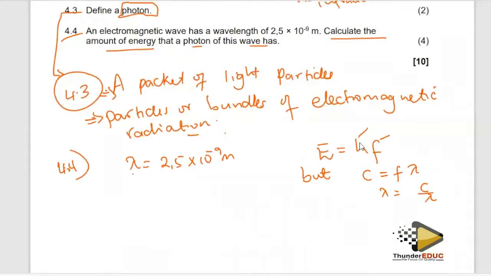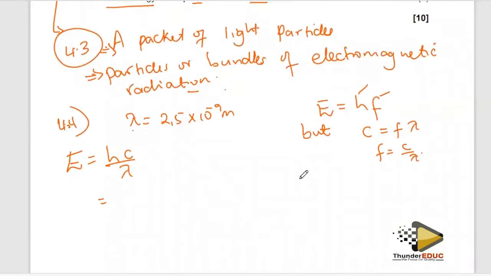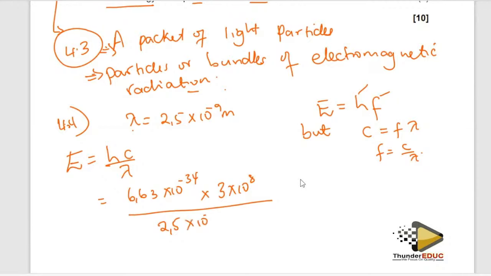What am I making the subject? I have lambda, so I have to make the frequency the subject. So frequency is c over lambda, which means I'm going to use E is equal to h times c over lambda. We can get h from the back page with the information. So h is going to be 6,63 times 10 to the negative 34. Our c is the speed of light, which is 3 times 10 to the 8. I'm dividing by my wavelength, which is 2,5 times 10 to the negative 9.